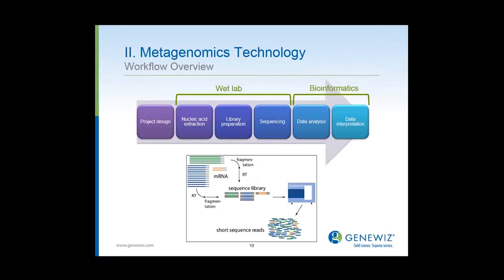So in metagenomics, as for all NGS workflows, it starts off with a project design, then you move on to nucleic acid extraction, library preparation, sequencing, and then you move on to data analysis and interpretation, which is the bioinformatics part. It's important to realize that in the wet lab and also in the sequencing, parameters and choices made there can have a big influence on the final bioinformatics results.